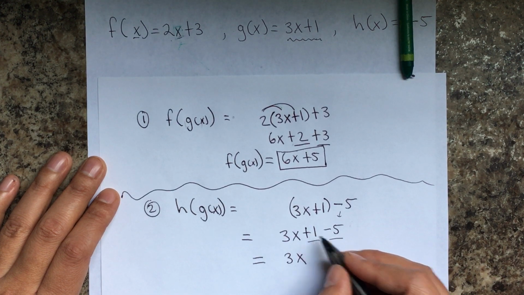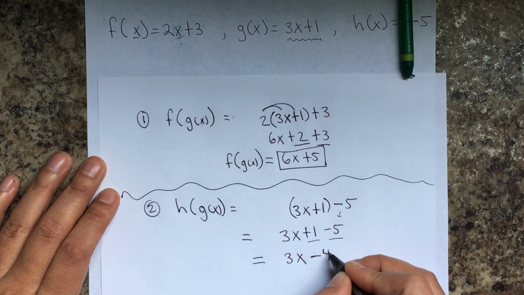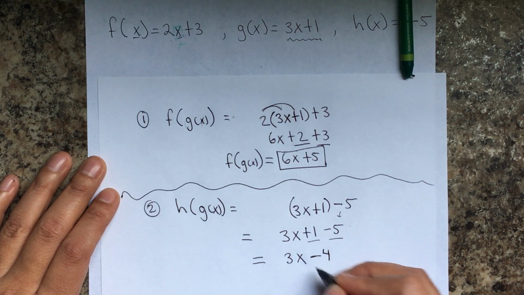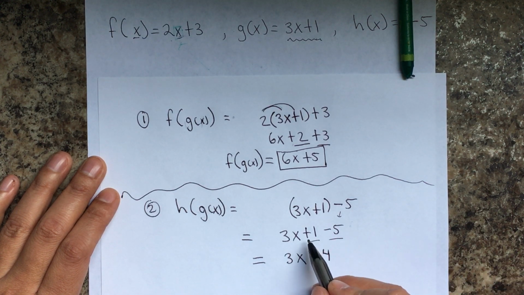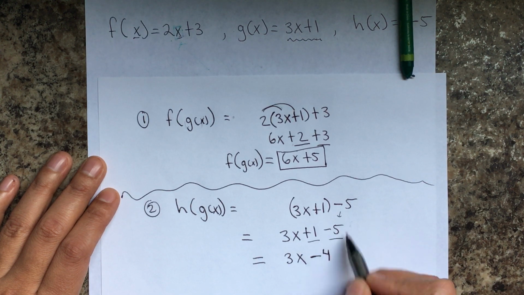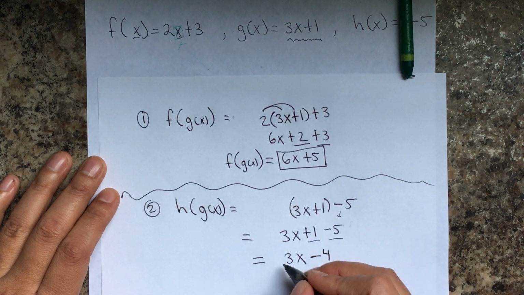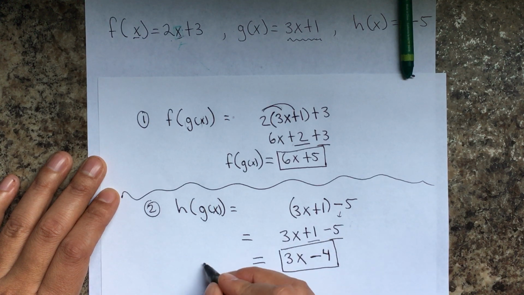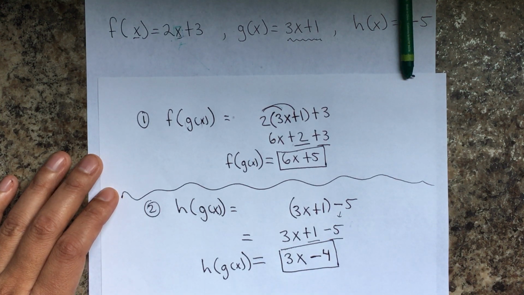These don't have a variable, so that's why they are like terms. And if I have 1 but owe 5, then I owe 4. Okay, I pay with 1 and now I only owe 4. Or if you're thinking of the law of signs, with a positive and a negative you subtract and leave the sign of the greater one. So 5 minus 1 is 4, the greater one is negative, so you put negative. These are not like terms because one has a variable and the other one doesn't. So that's it. So my h of g of x is equal to 3x minus 4.